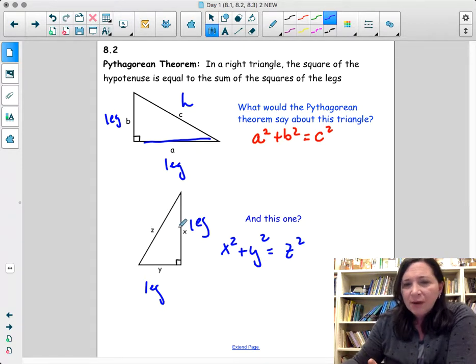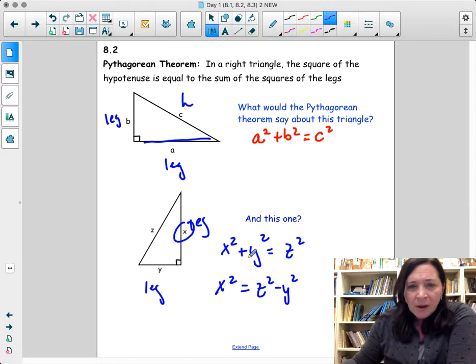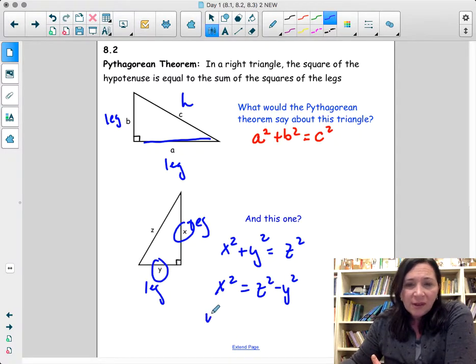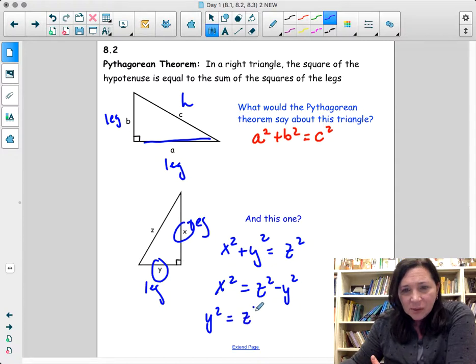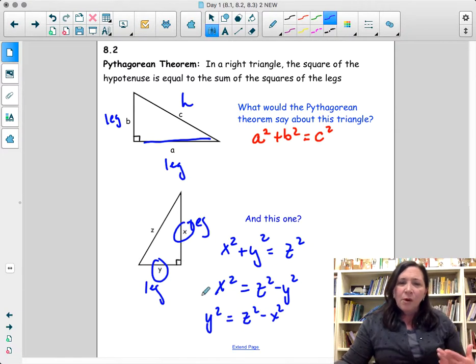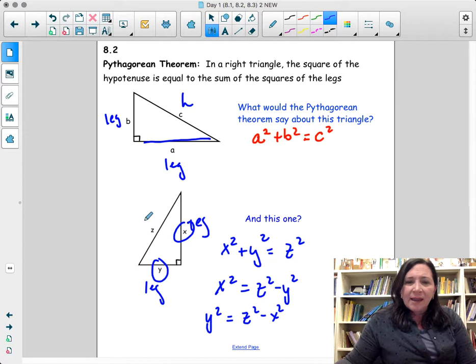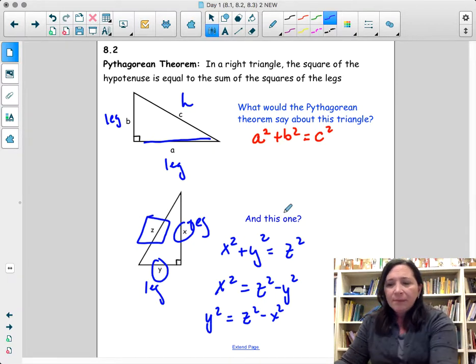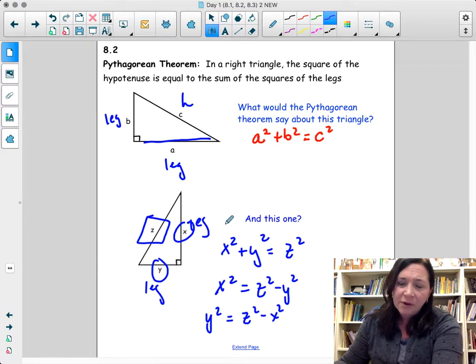But let's say you were trying to find x, and x was my unknown. Well, you could use x squared is equal to z squared minus y squared. Or if you were trying to find y, you could say y squared is equal to z squared minus x squared. So don't get too familiar with thinking that z is the unknown every single time, because it's not. You're going to be working to find different sides.